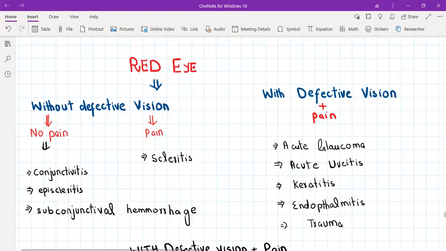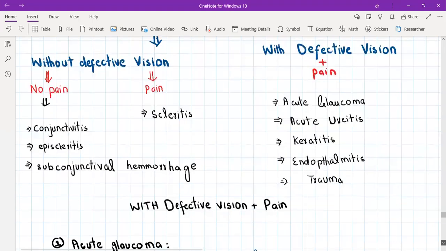These are kind of the mild diseases. Okay, then we have patients with red eye without any visual impairment but with pain, and this includes only one disease, which is scleritis.